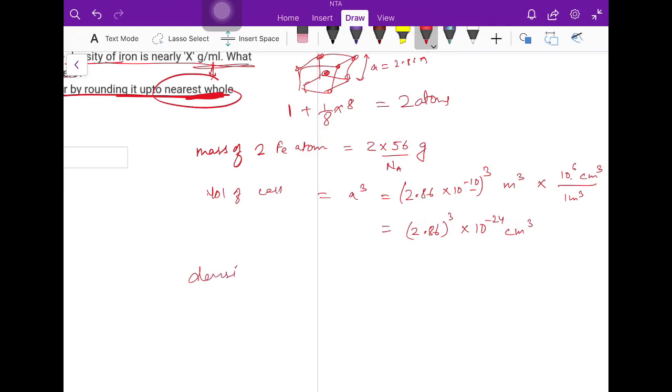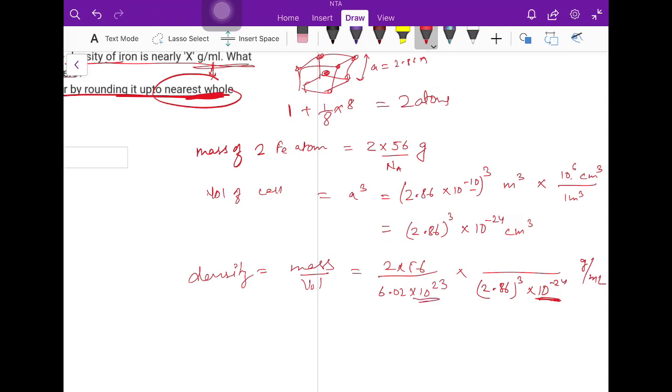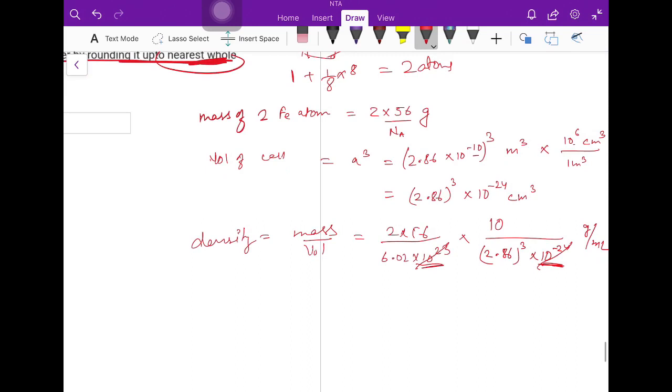So density is equal to mass upon volume. So mass we know, 2 into 56 upon Na, which is 6.02 into 10 to the power 23, and this is 2.86 cube into 10 to the power minus 24, this is gram per ml. So 10 to the power minus 24 and 23 gives minus 1, so multiply it with 10. Write 2 into 56 into 10 upon 6.02 into 2.86 to the power 3.